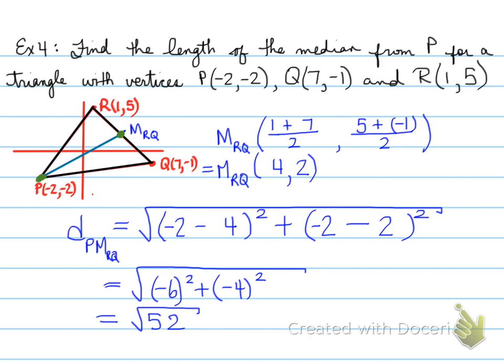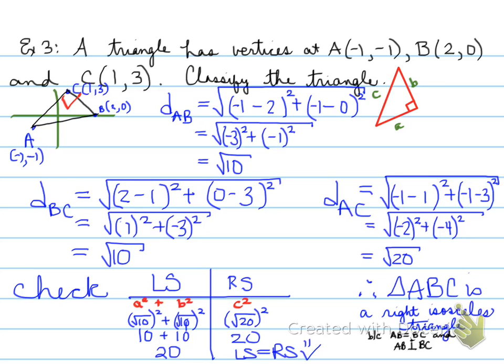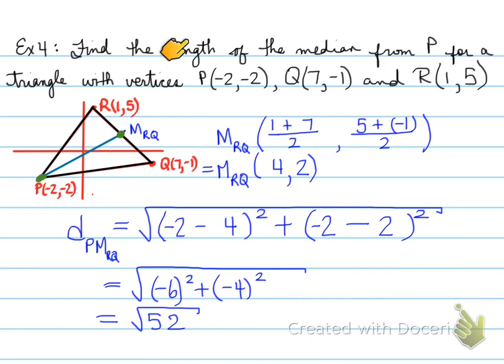All right, we have now found the length of the median. Sorry, one more time, go back here. Found the length of the median from P. All right, we've done that, so therefore the length of the median from P is root 52 units. That's what I would expect as a therefore. So one more time, you're going to write here, therefore, the length of the median from P for the triangle PQR is root 52 units.